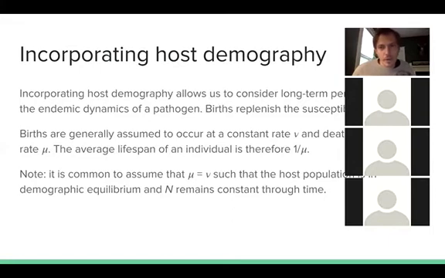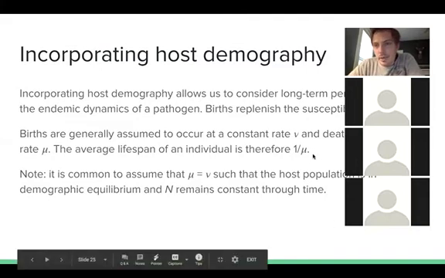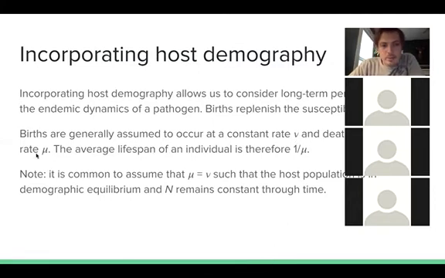So in order to actually get more interesting epidemic dynamics, what we have to be able to do is replenish the supply of susceptible individuals in our population. And the way that we do that is through adding host demography into our basic SIR type model. So the supply of susceptible hosts can be replenished by new individuals being born into the host populations. And so generally what we assume under these models is that hosts are born into a population at a constant rate, which we'll call nu. And then deaths occur at a constant rate, which we'll call mu.